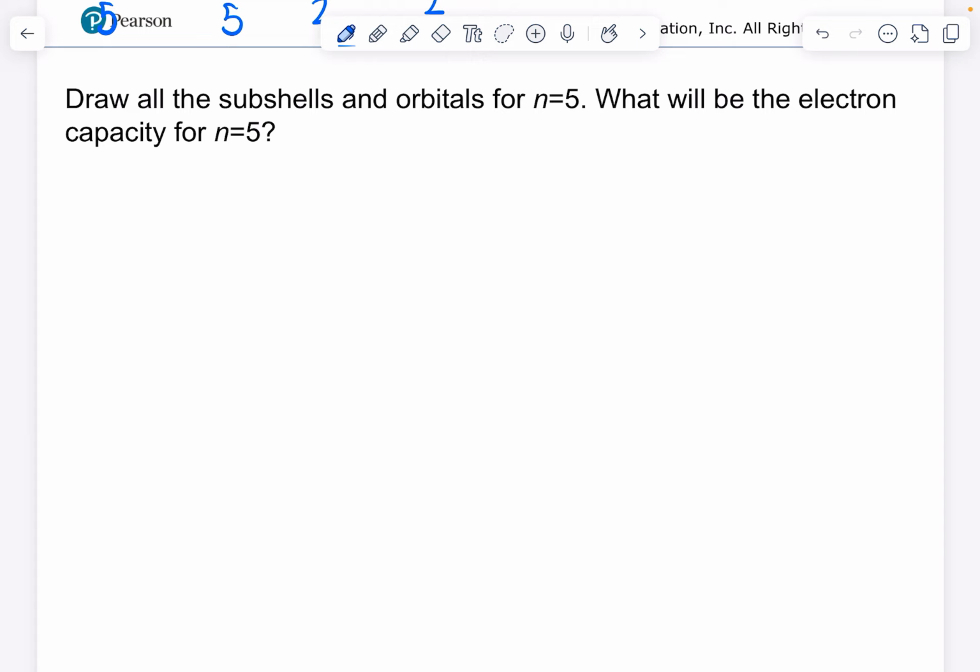Okay. Draw all the subshells and orbitals for n equals 5. What will be the electron capacity? Let's go ahead and just use the formula 2n squared to start here, and then we'll come back to it and verify that. So 5 squared is 25, times 2, or 50 electrons.